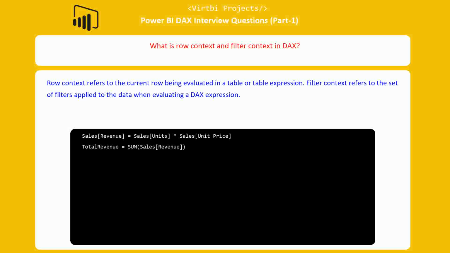In the revenue calculation, row context is applied as the expression iterates through each row of the sales table to compute revenue. In the total revenue calculation, filter context is applied as the sum function operates within the context of any applied filters, such as slicers or filters on visuals.